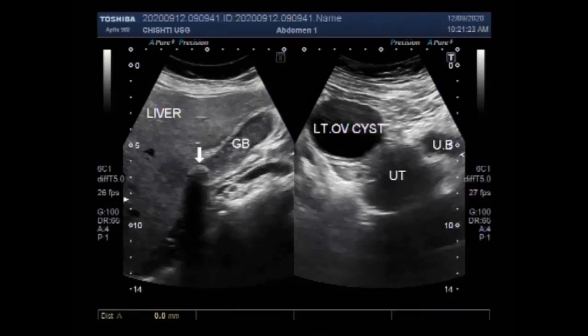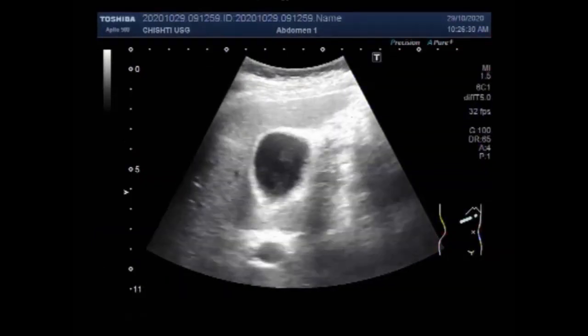Now you can see the measurement of the stone. The stone measures about 14.8 millimeter, while the cyst measures about 48.0 millimeter into 45.8 millimeter. Now this video is going to conclude, and you will see the second case. This is the second case.